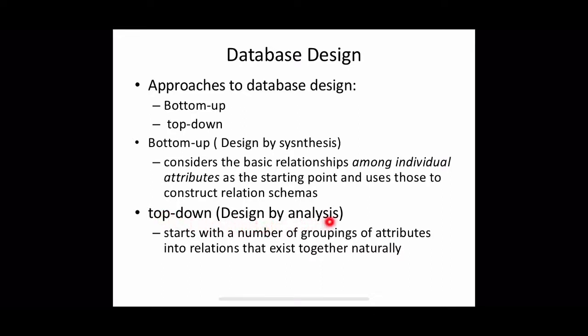design by analysis. There we start with a number of groupings of attributes. So we have a set of groupings already in hand. Then we try to measure the goodness of these groupings, and we apply some algorithm to improve them if needed. Just for example, in our case, when the mapping procedure is applied, our ER model will be converted into a set of relation schemas, right? So this will be the starting point for design. We already have a set of groupings, and this will be taken as the starting point for design.